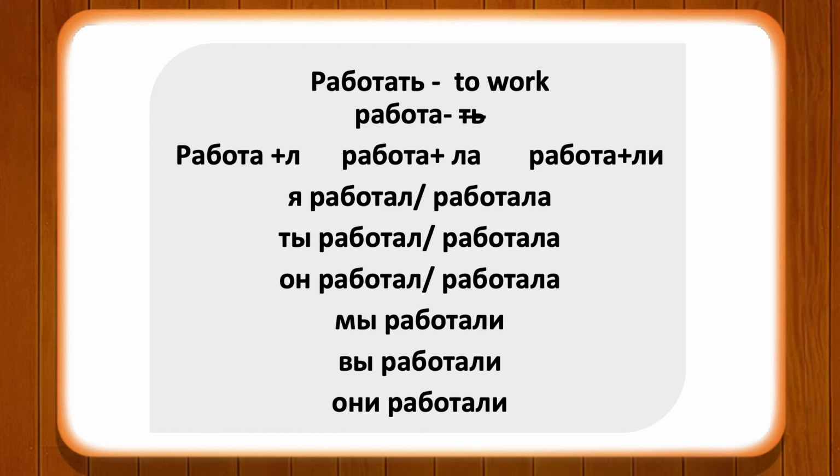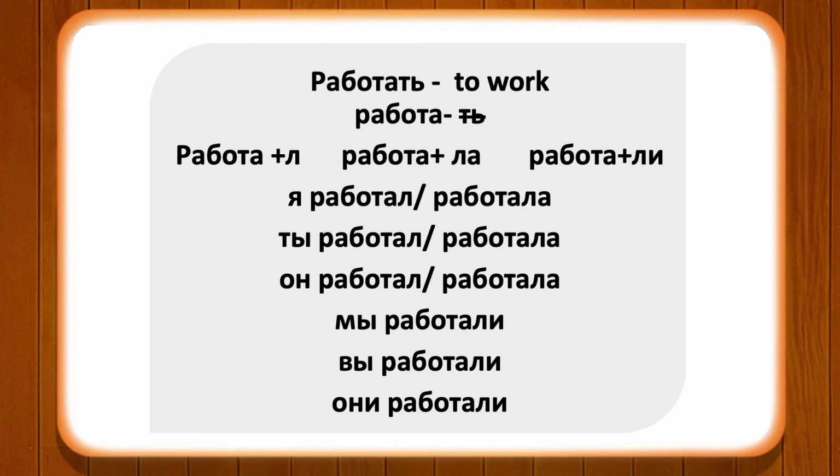The next verb that we will make the past tense form of is rabotaj. Rabotaj means to work. The stem of the verb rabotaj can be formed in a similar manner by dropping the ending j and soft sign. So you get the stem rabota. To this stem you add the endings l, la, lo, li and form the past tense form of the verb.